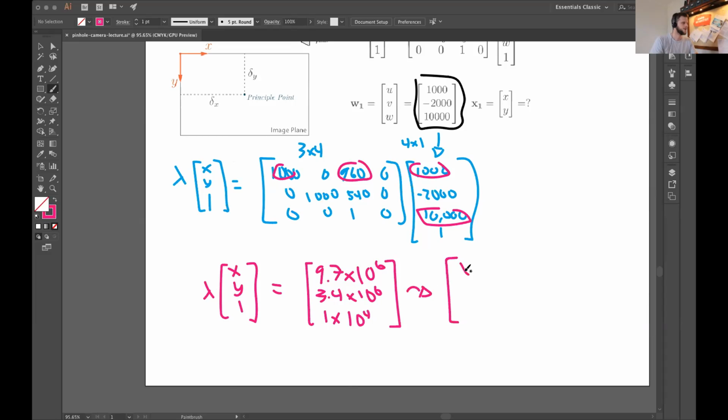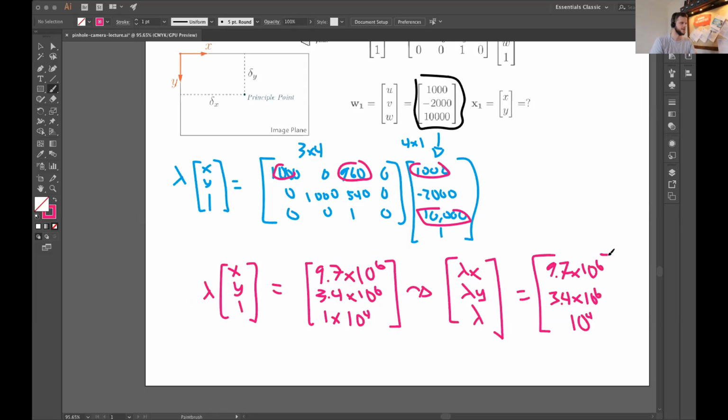I would throw this lambda in here just to help me think. So it's a scalar times a vector, so the scalar gets multiplied by everything in the vector. So this is lambda x, lambda y, lambda is equal to this whole thing, 9.7 times 10 to the 6th, 3.4 times 10 to the 6th, and 1 times 10 to the 4th. I'm just going to put 10 to the 4th.